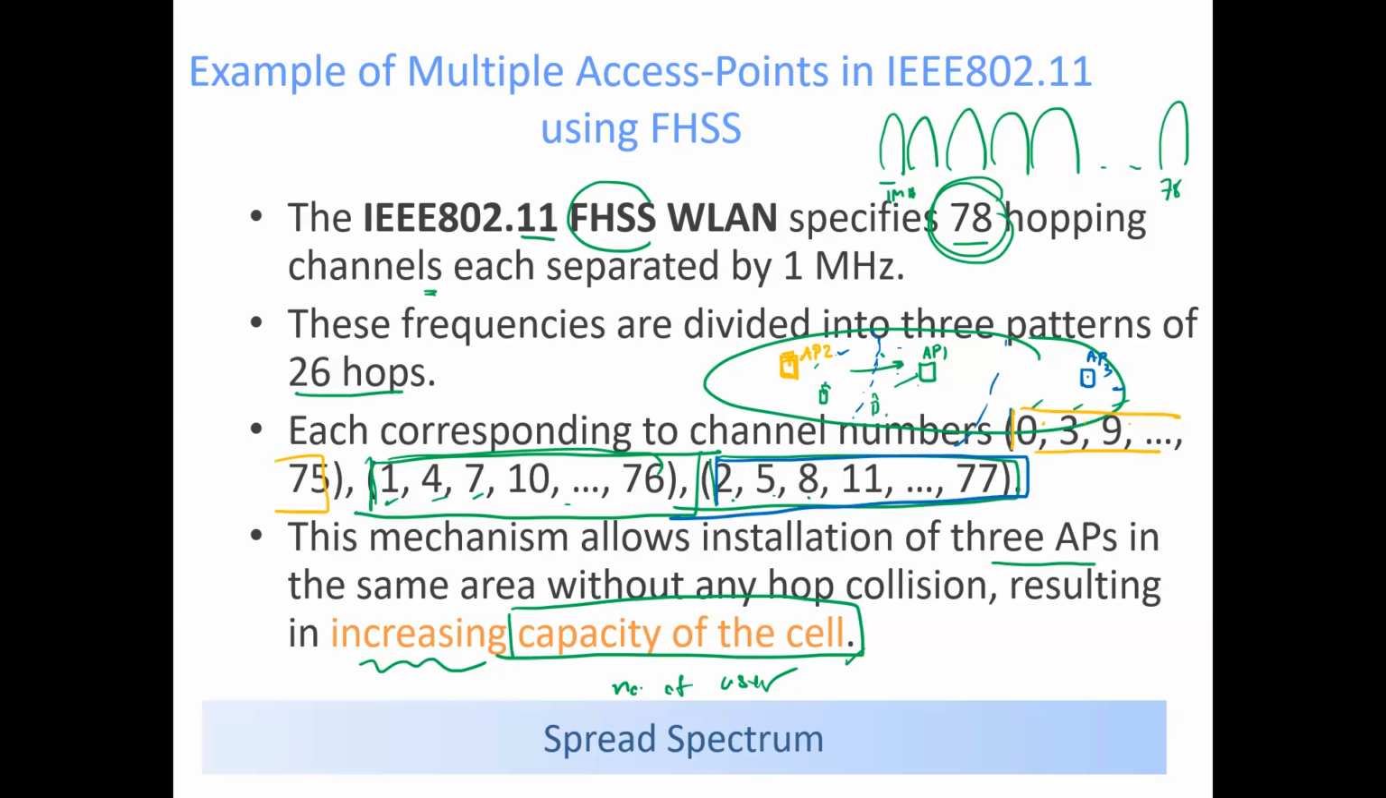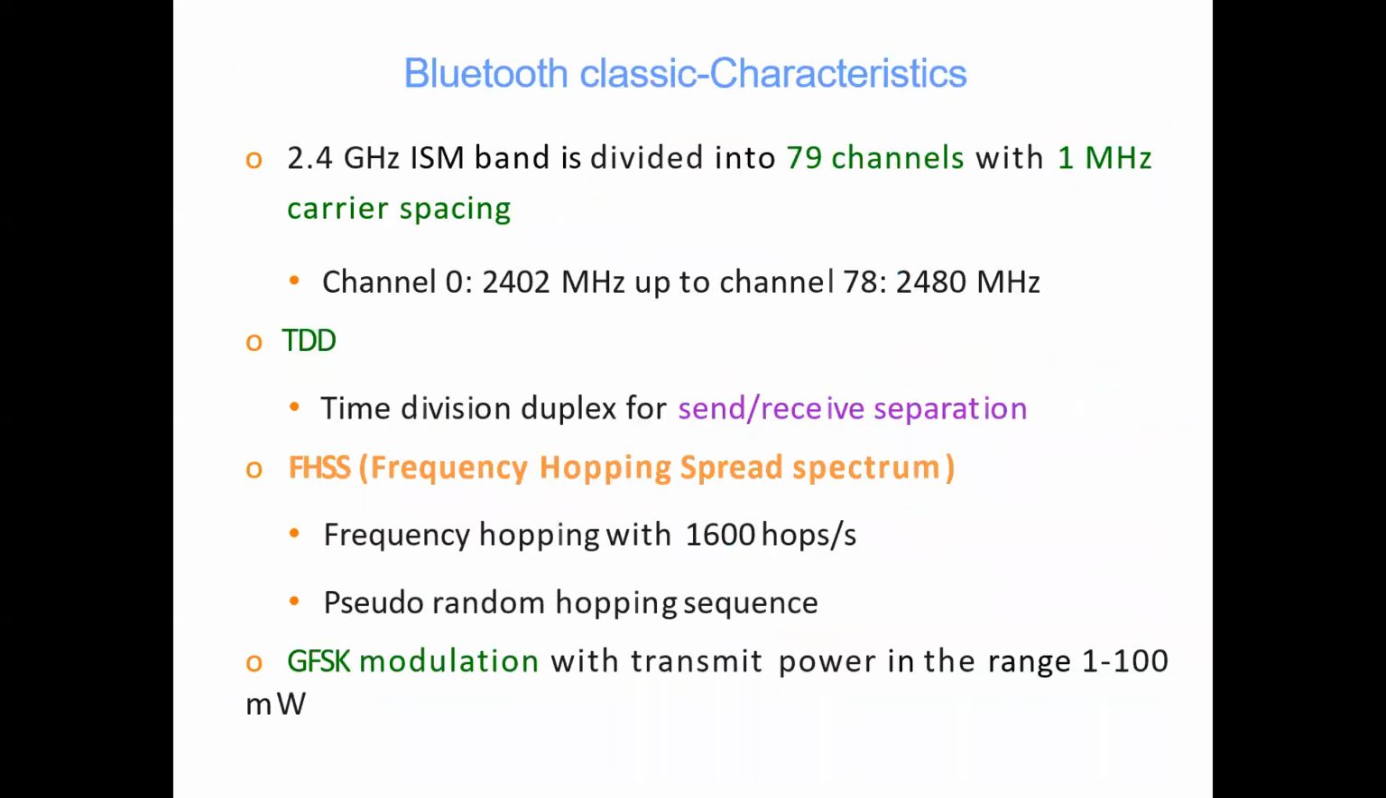All right. So this mechanism allows installation of access points without any hop collision, because we use different hops, so there is no collision between hopping sequences. Okay. Question? No. Okay.